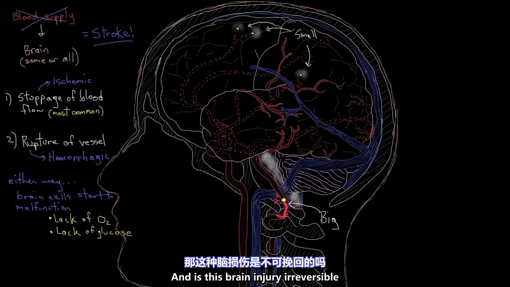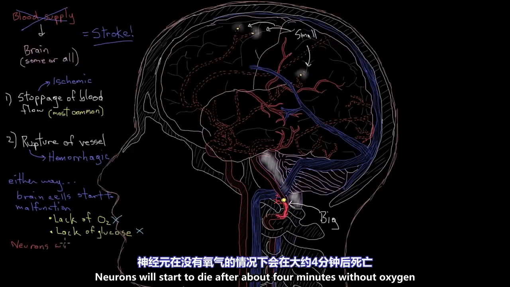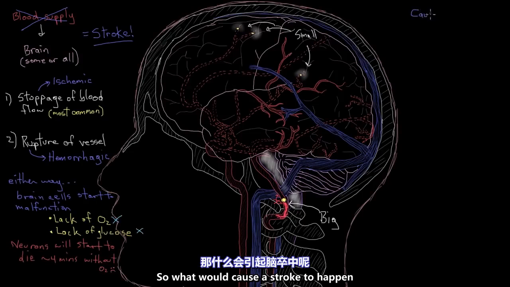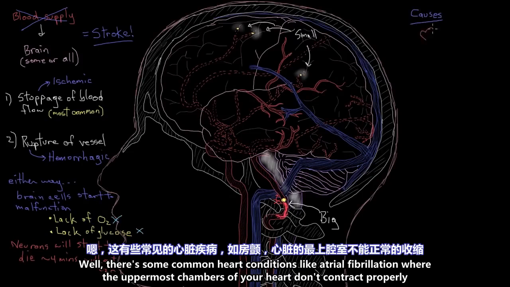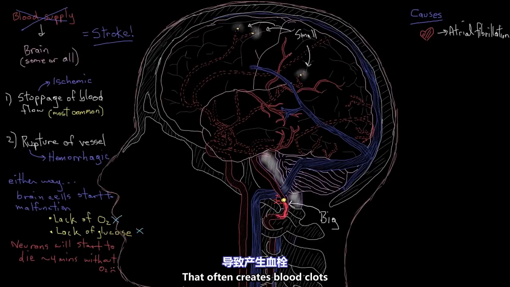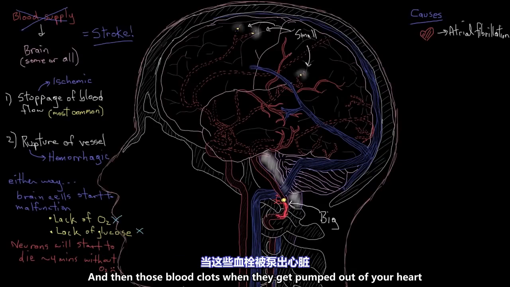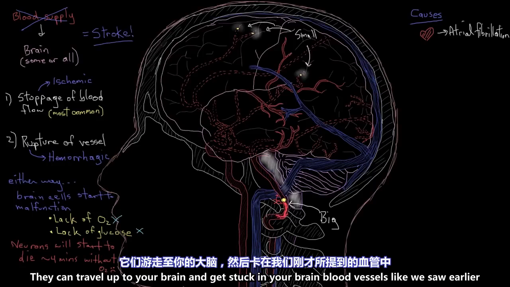And is this brain injury irreversible? Well, most of the time, yes. Neurons will start to die after about 4 minutes without oxygen. So what would cause a stroke to happen? Well, there's some common heart conditions like atrial fibrillation, where the uppermost chambers of your heart don't contract properly. That often creates blood clots. And then those blood clots, when they get pumped out of your heart, they can travel up to your brain and get stuck in your brain blood vessels like we saw earlier.